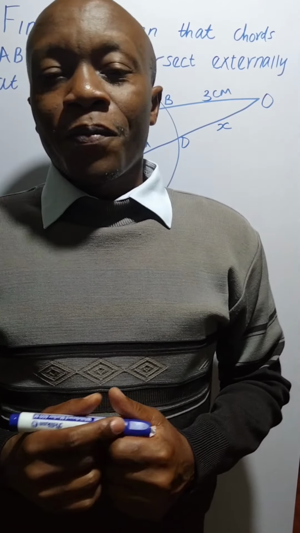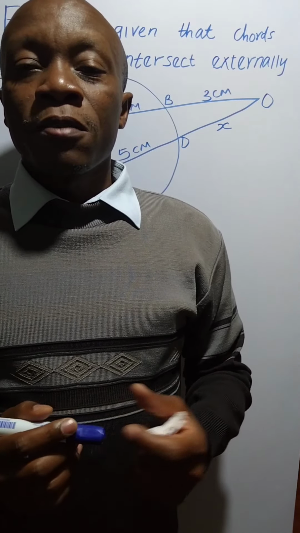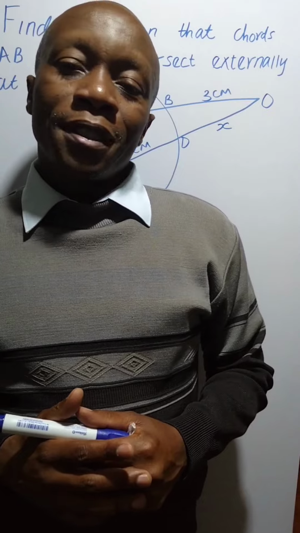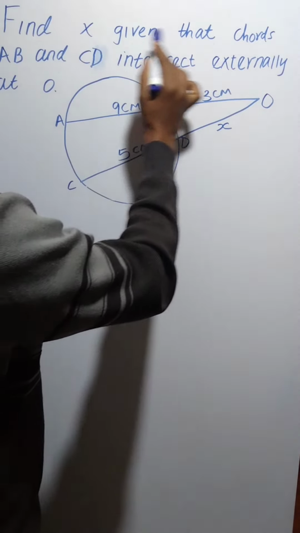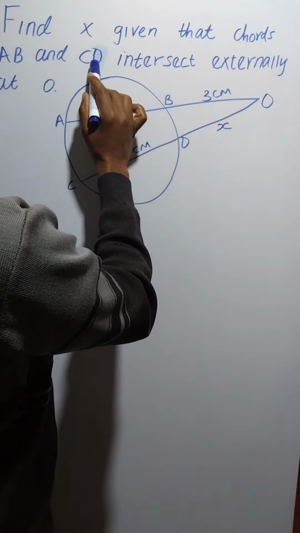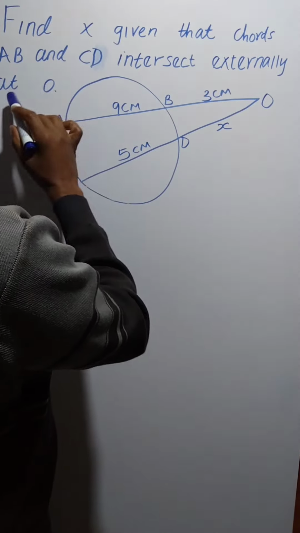Hello friends, today we'd like to see how we find the value of a line given some chords. So we have a question on the board. Find x given that chords AB and CD intersect externally at O.